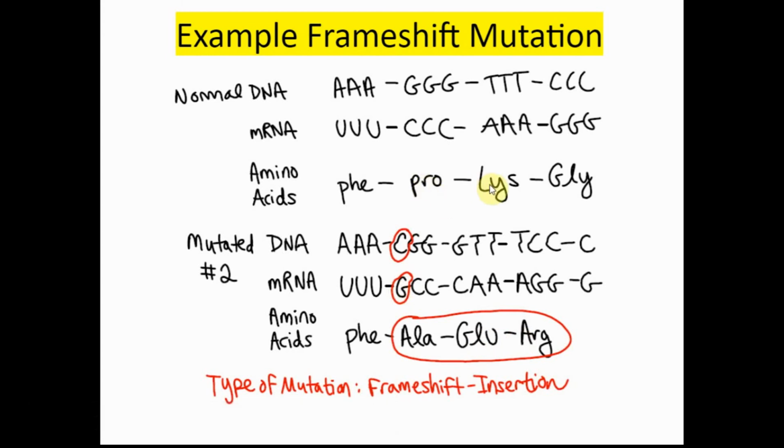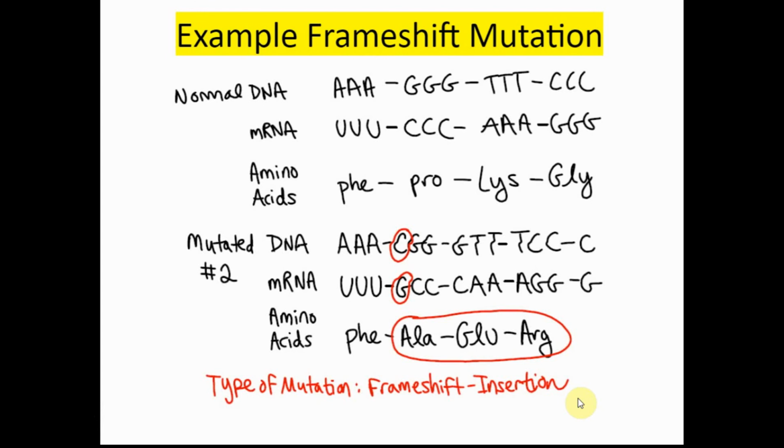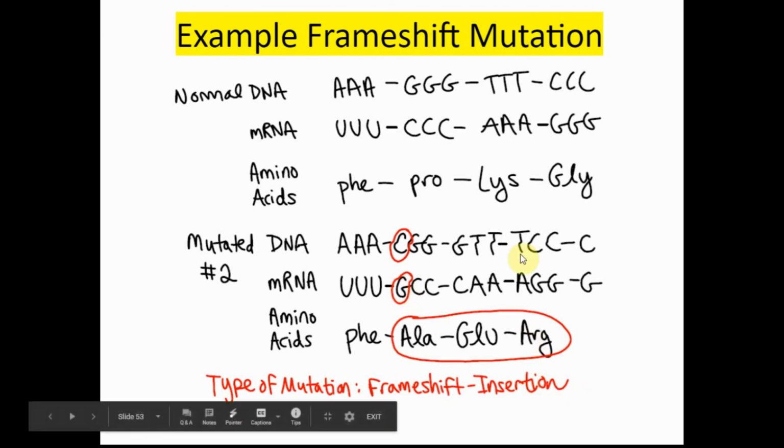We had proline, lysine, and glycine in the original sequence. Now we've got alanine, glutamic acid, and arginine. Okay, so this would be a frameshift mutation because it's shifting our reading frame, and it's an insertion because we're adding bases.